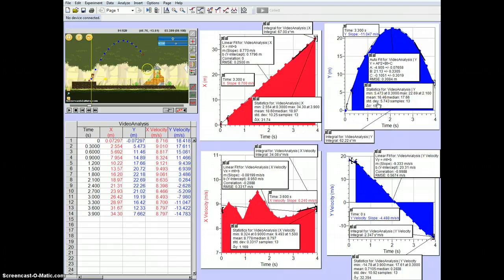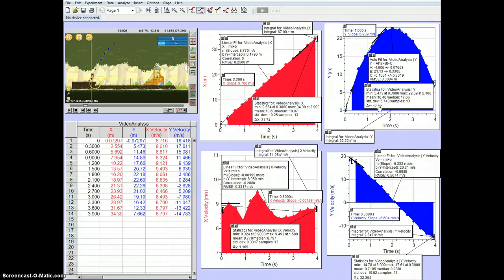It means how spread out the data is. So the larger the number, the more spread out it is. And here it's 5.743. And the delta y is 17.22, which means we start at 5.473 and ended at 22.69, so the difference is 17.22.